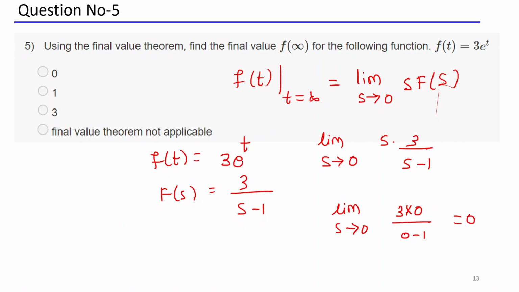So what is the answer? What is the answer of this question? Minus 3. How will you get minus 3? 3 into 0 is 0. 0 by something is 0, right?